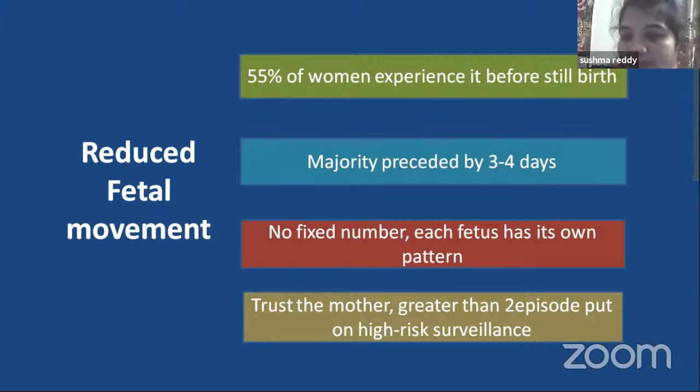And what is the number? There is no fixed number. We actually take 12 as the minimum count for every fetus, but each fetus has its own pattern, and that is what we have to learn to recognize. As in Doppler changes, as in AGA and SGA fetuses, each fetus has its own growth potential. The same way, each fetus has its own movement pattern. And who is the best person to know that the fetus is moving less? The mother. So trust the mother, and if there are more than 2 episodes of reduced fetal movements, then we have to put her on high risk surveillance.